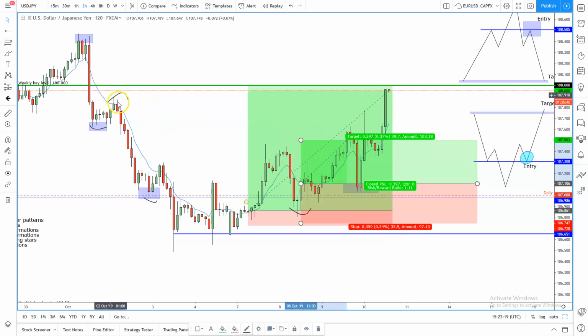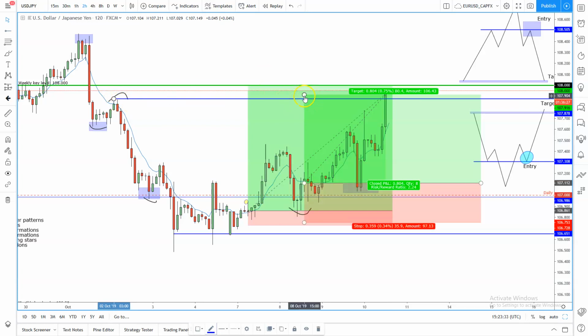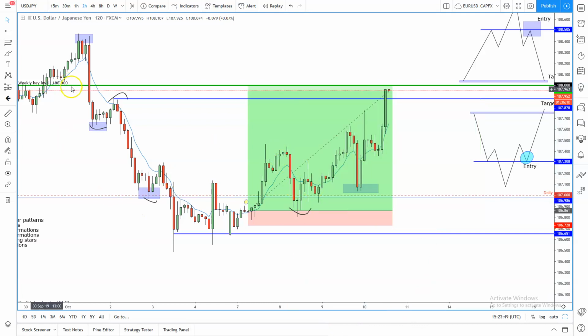Then in terms of targets, we'll target the beginning of the left shoulder. So I'll just pull out this ray tool here. Our target would be more or less here. So in this example, a 76 pip target with a 35 or 36 pip stop loss, so a really fair risk to reward ratio. So this is an example of an inverse head and shoulders.